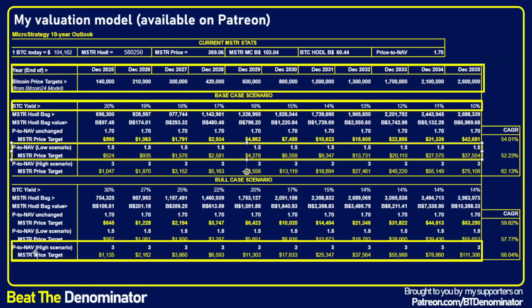But if you assume that the price to NAV expands to a 3, then you get $1,100 a share. And that's all the targets on December 25 with these assumptions. You know, if Bitcoin stays at 104,000 the whole time, you're not getting any of this return, right? Bitcoin needs to move.